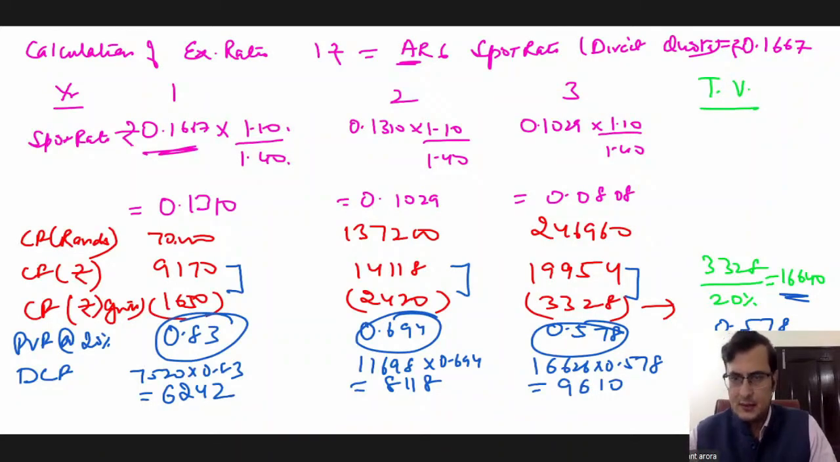Any mistake have I done? Terminal value is this and divided by this. 16640, 48204. Okay beta, so this value has been calculated.